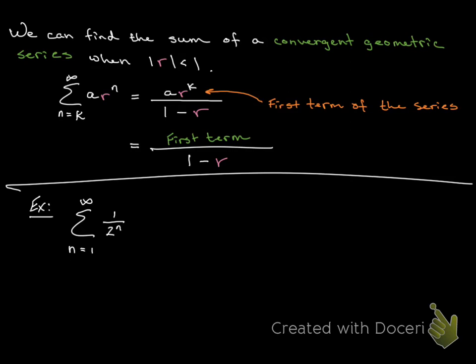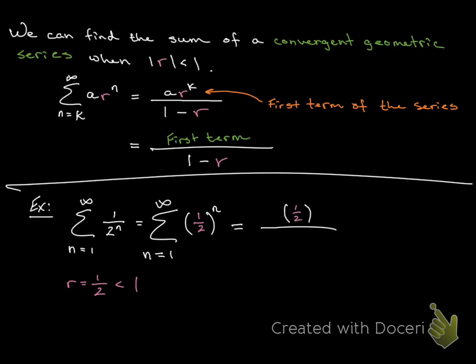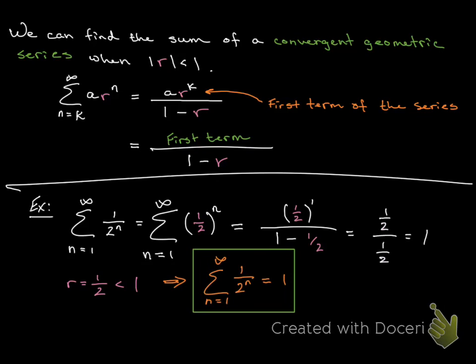So as long as r is less than 1, let me rewrite this a little bit. That's the sum from 1 to infinity of 1 over 2 to the n, which is the same as (1/2) to the n, right? Where r, my common ratio, is 1/2, and that's, of course, less than 1. So this series converges, and the sum is equal to the first term, (1/2) to the power 1, divided by 1 minus the common ratio. So what I get is 1/2 divided by 1/2, which is 1. The sum is actually equal to 1.